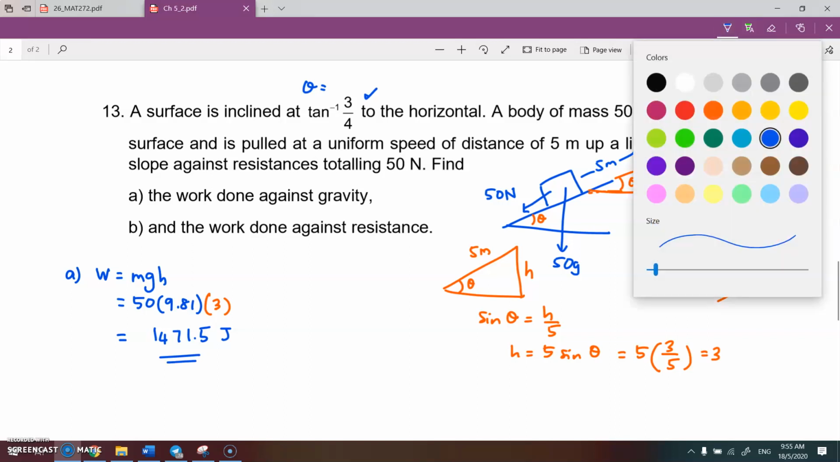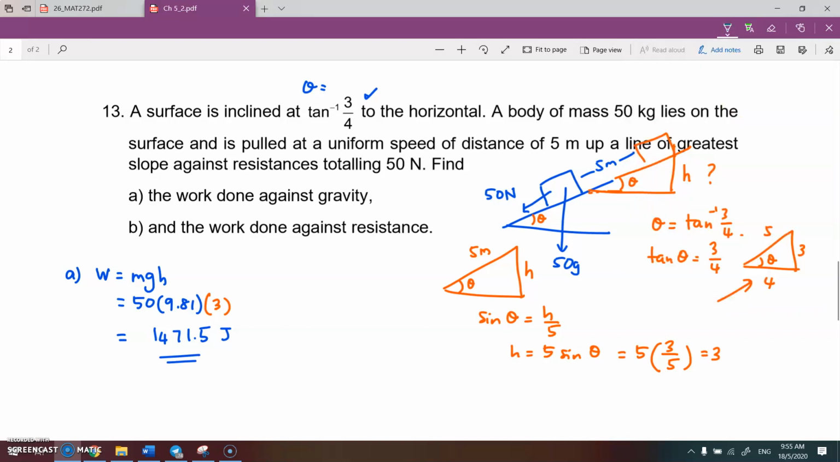Okay, and then for part B, it is against the resistance. So force times distance. Straight away, the force is 50 and the distance is 5. So your answer would be 250 joules.